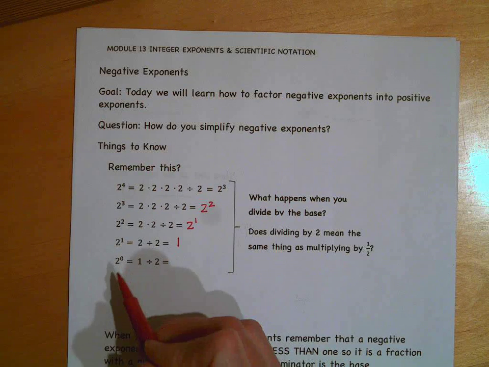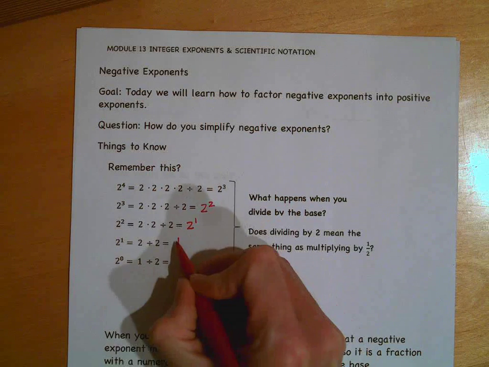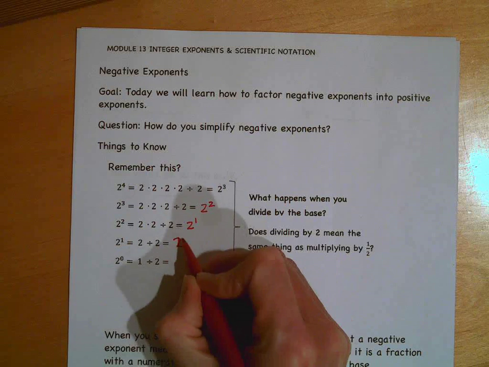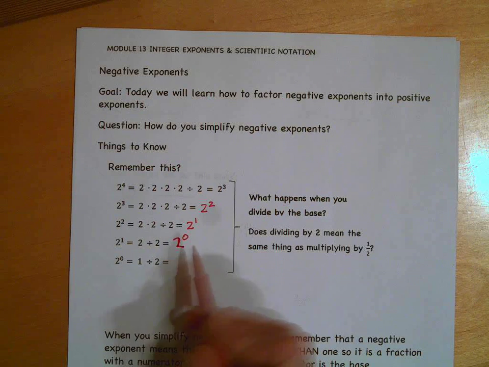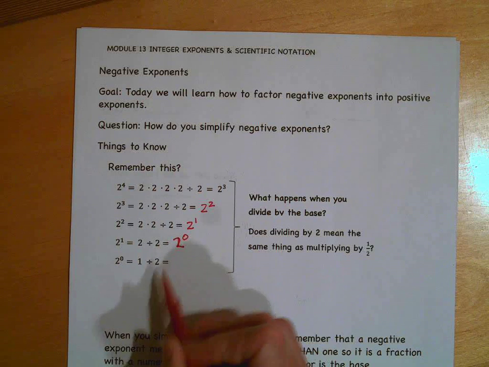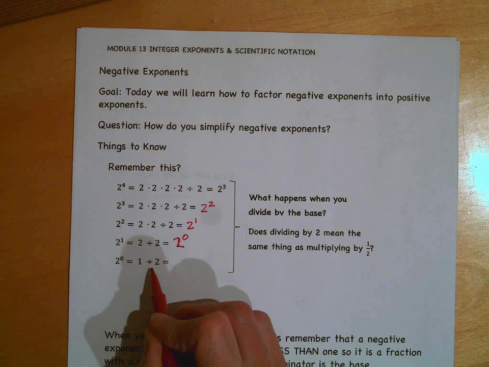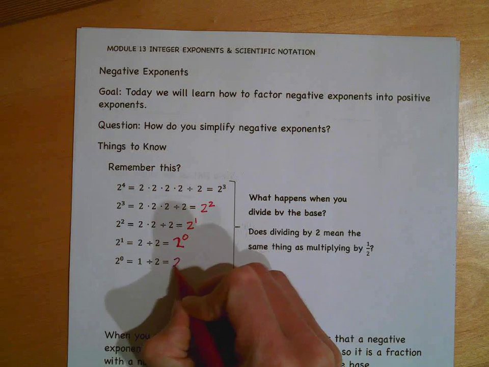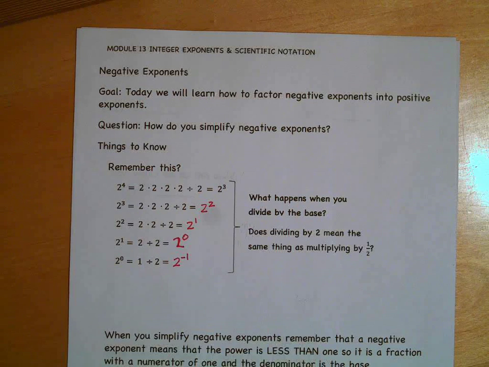And then if we have 2 to the 0 power, which, I forgot, we're doing a pattern. This would be 2 to the 0th power, and 2 to the 0th power means 1, as we proved right up here. But if we take 1 and divide it by the base, 2, you get 2 to the negative 1 power. And how did we do that?